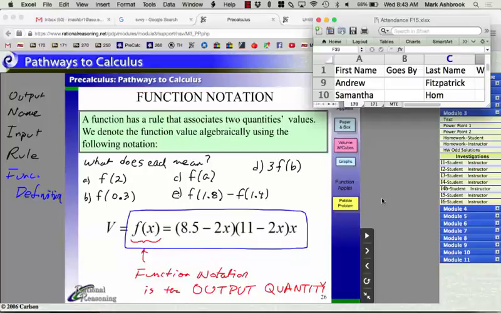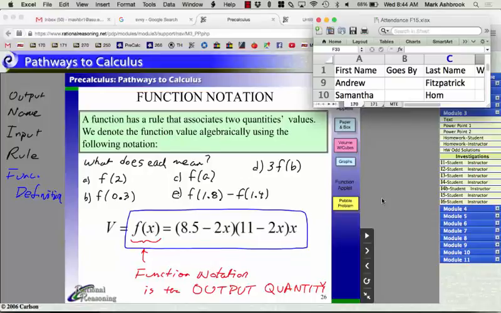Who was first? We'll go with Noah. It represents the change in the volume when the side length of the cutout changes from 1.4 inches to 1.8. Is that what you're going to say? Yeah. Say it again. Say it louder. Just listen to this. It's the change in the volume when the side length changes from 1.4 inches to 1.8.